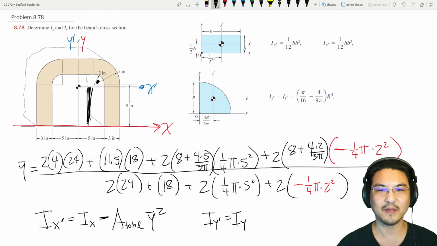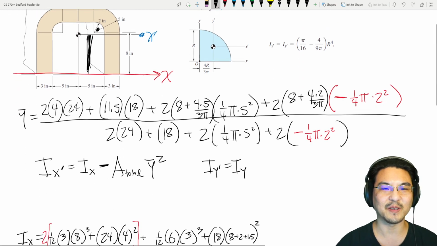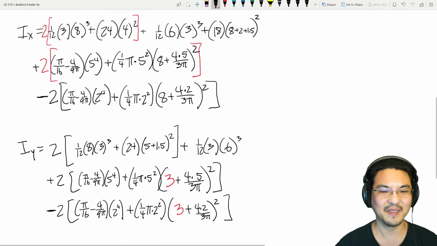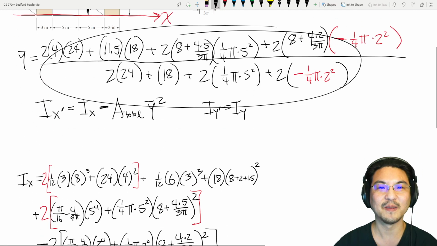Okay, so hopefully this is helpful. So you can just punch this all in the calculator, right? Punch these in the calculator. And then that's the method.